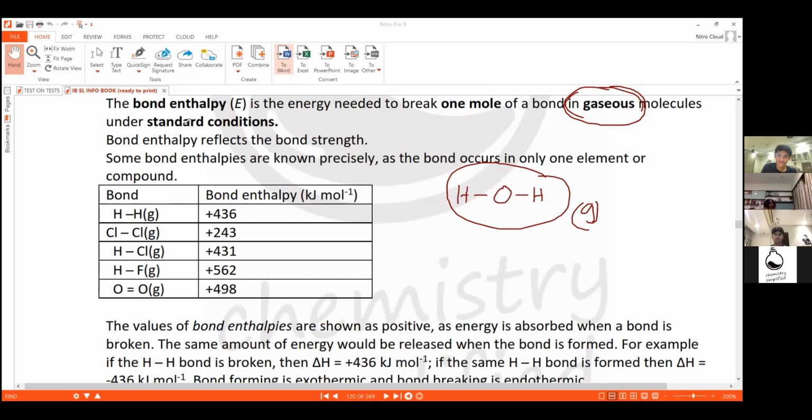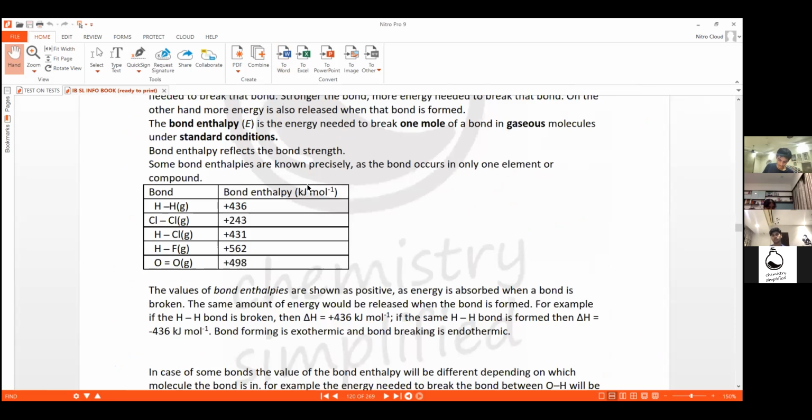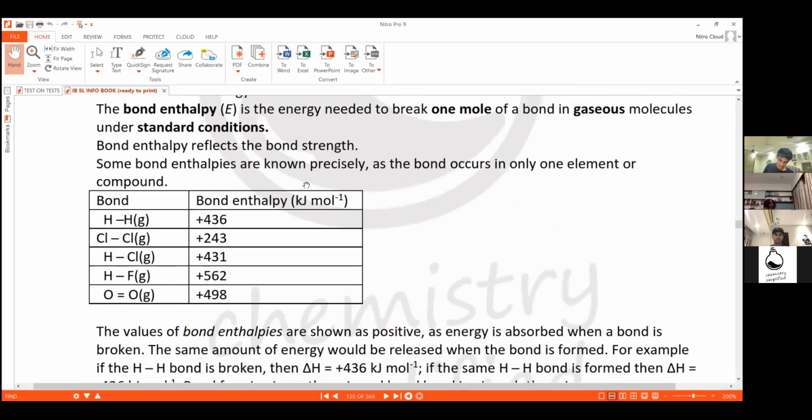That's the reason: it is standard condition, but not standard state. Standard condition, but not standard state. Understand that in the enthalpy change of combustion definition, they said both. Hope you remember, the substance that is burning must be in the standard state. Like if you are burning ethanol, it should be liquid. If you are burning butane, it should be gas.